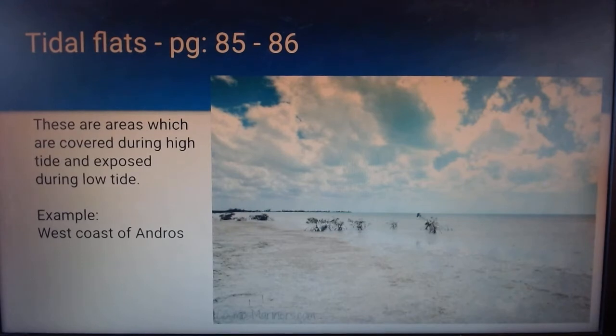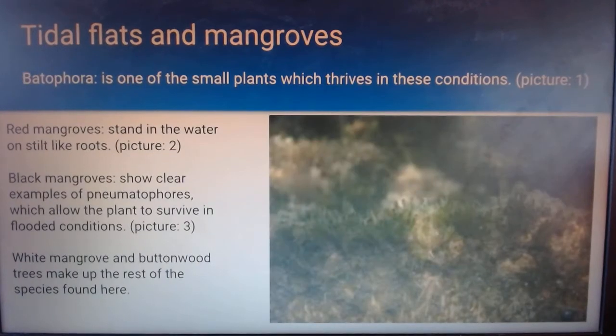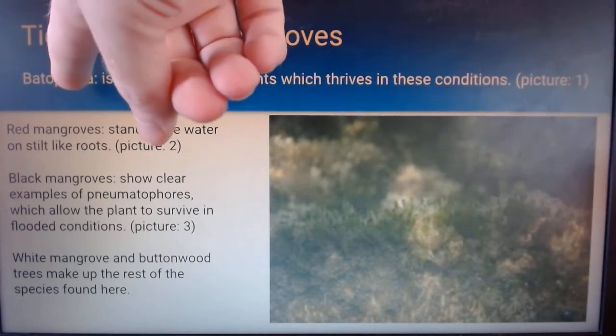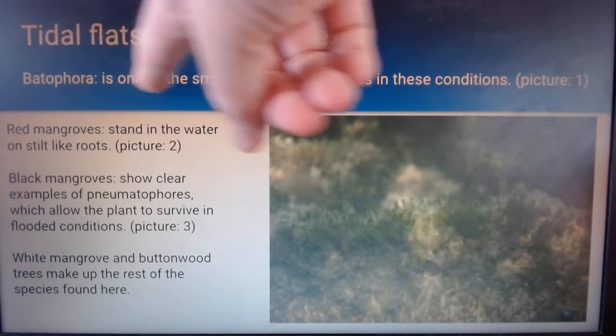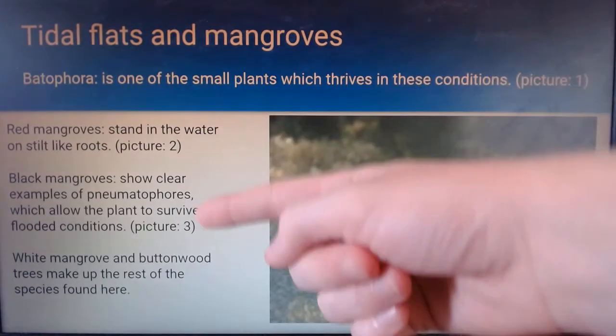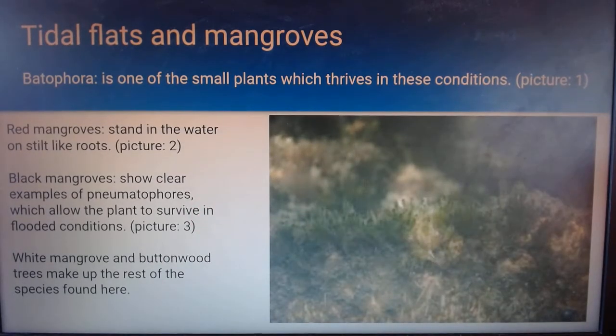So you can see here where it's kind of covered more in water, and people going into the water, then you can see how deep it gets. Now these ones are a bit more important, okay? Tidal flats and mangroves. So our batophora, okay? So this is our batophora here. These are little kinds of algae plants which can survive in the conditions, right? Only small, underwater. I'll show you more pictures of these ones, okay? Red mangroves and black mangroves to come, okay?